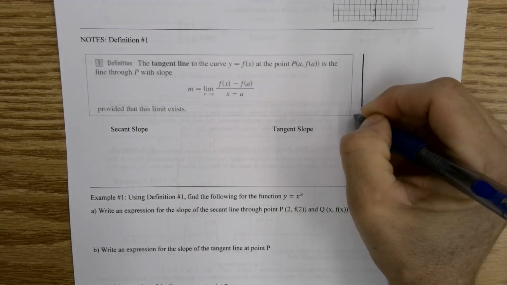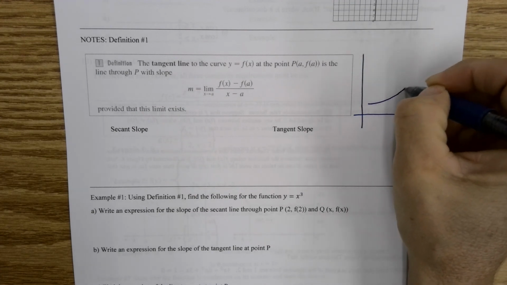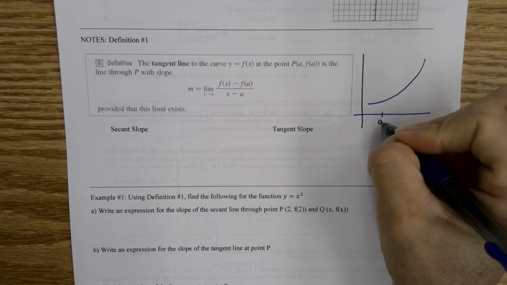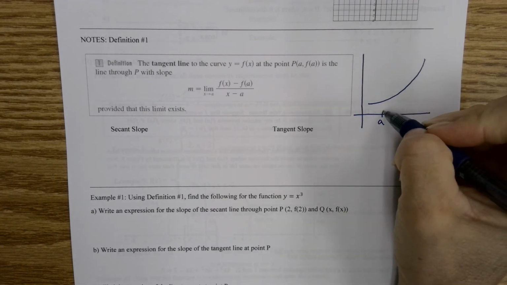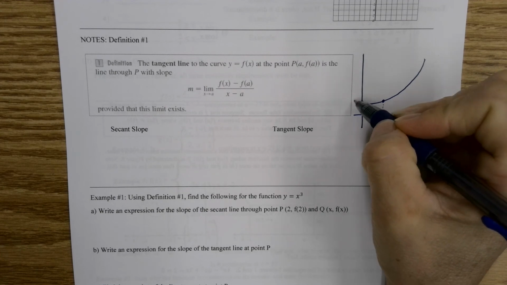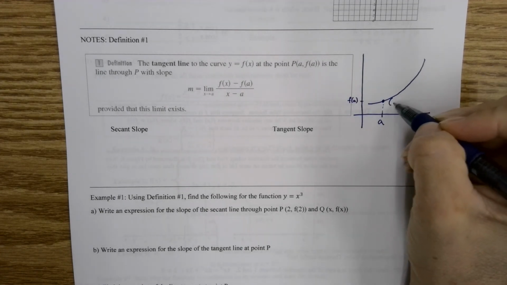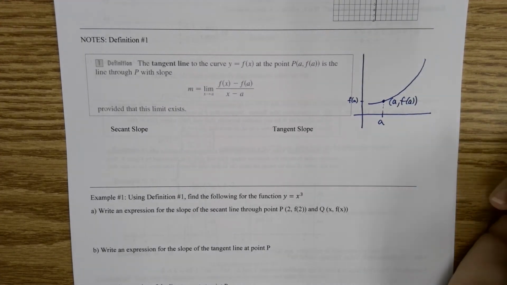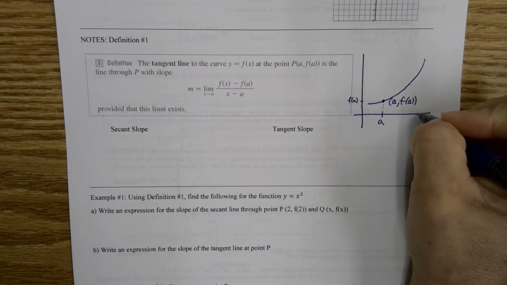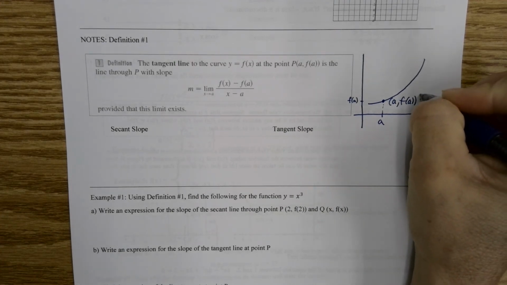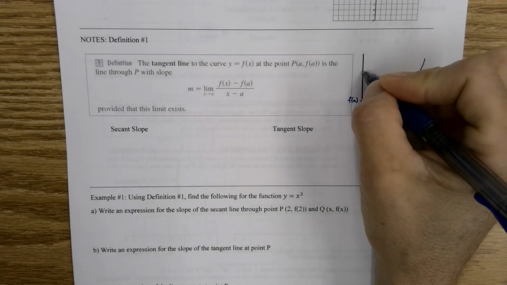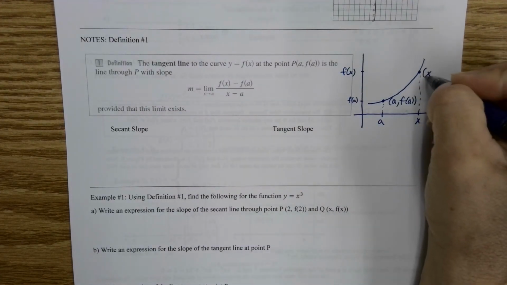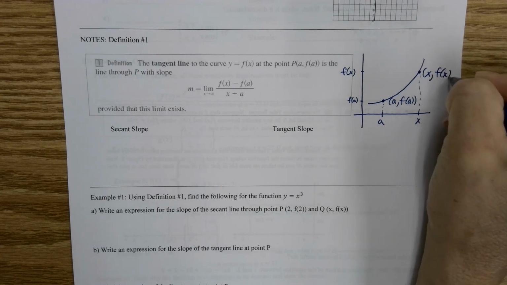I'm going to draw a little curve. And let's say my curve looks like this. I am going to call this point A, which means that this point's y-coordinate would be f of a, and its coordinates would be (a, f of a). And then way over here, I'm going to put point x. Its corresponding y-coordinate would be f of x, and this point would be (x, f of x).